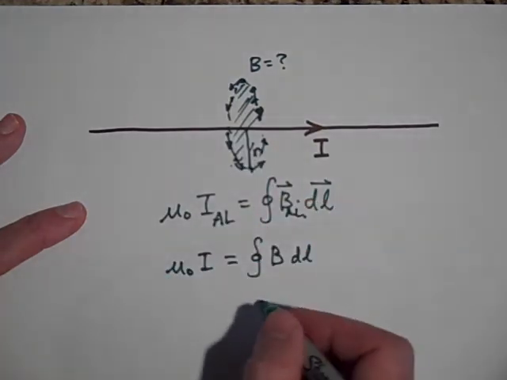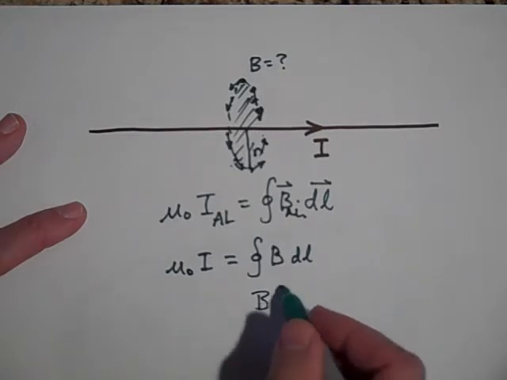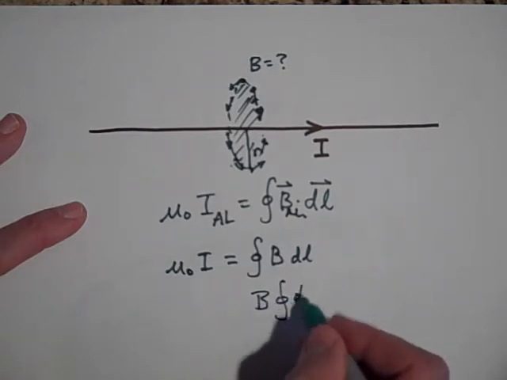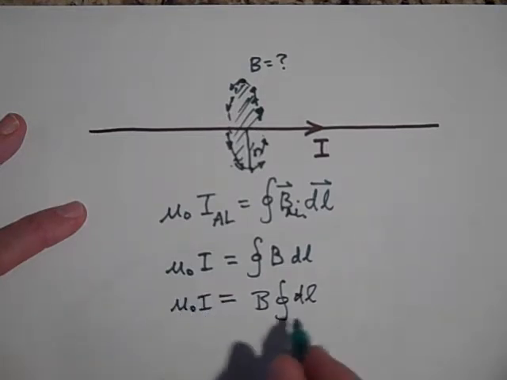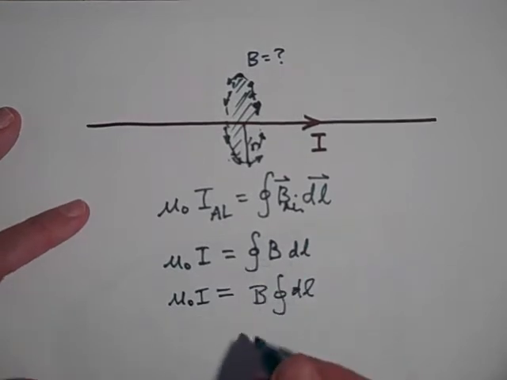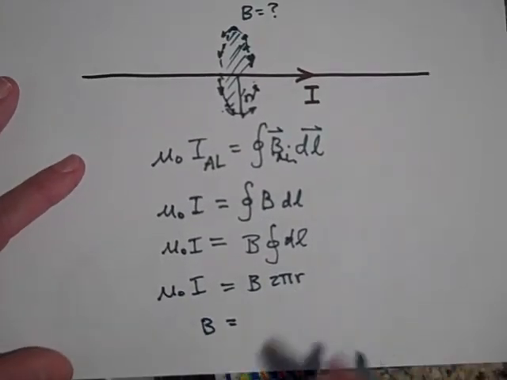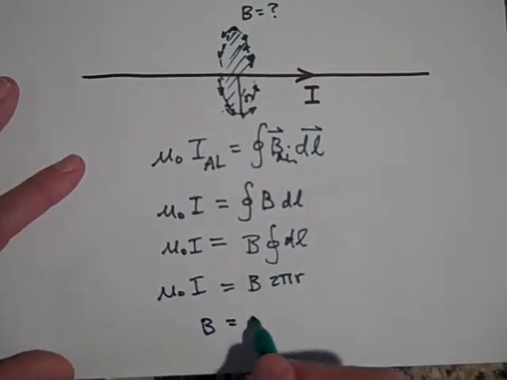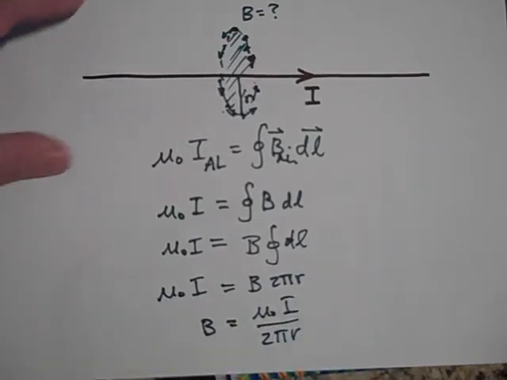If you pull that out and now you sum up all the dl's, they will just add up to 2 pi r. So B is equal to mu naught I over 2 pi r. Okay, so that's Ampere's law.